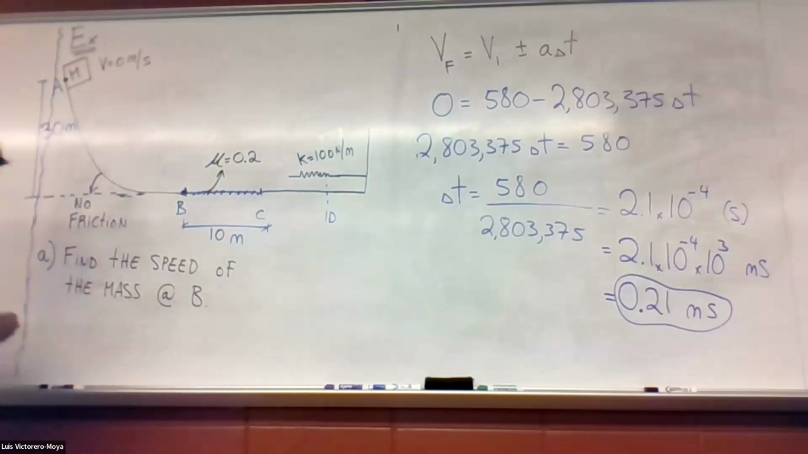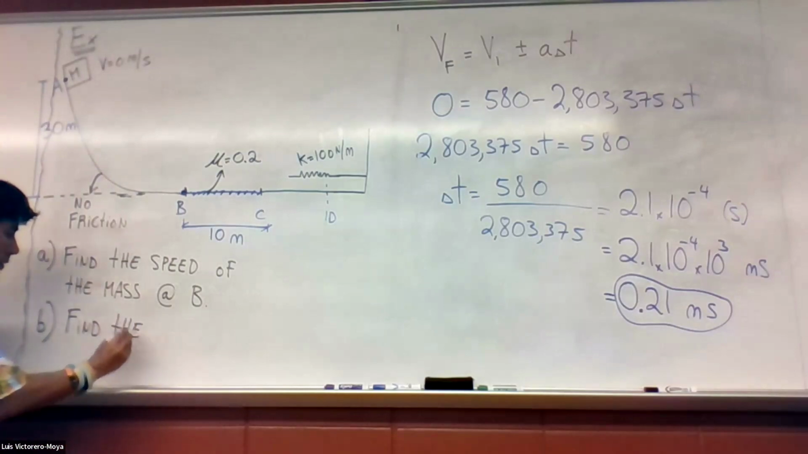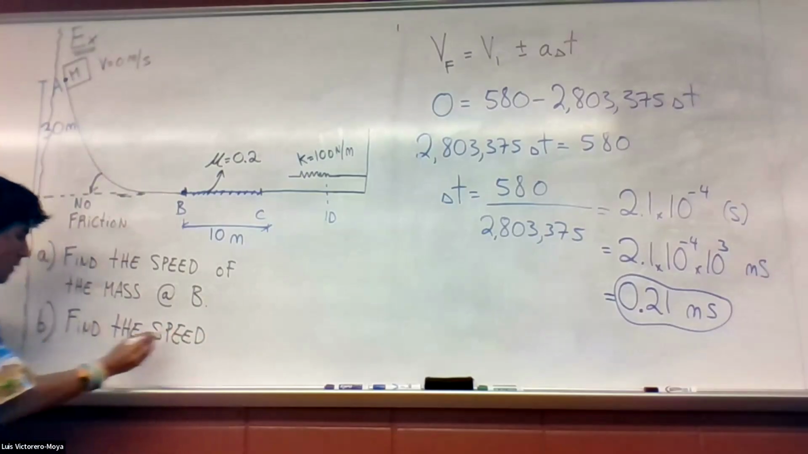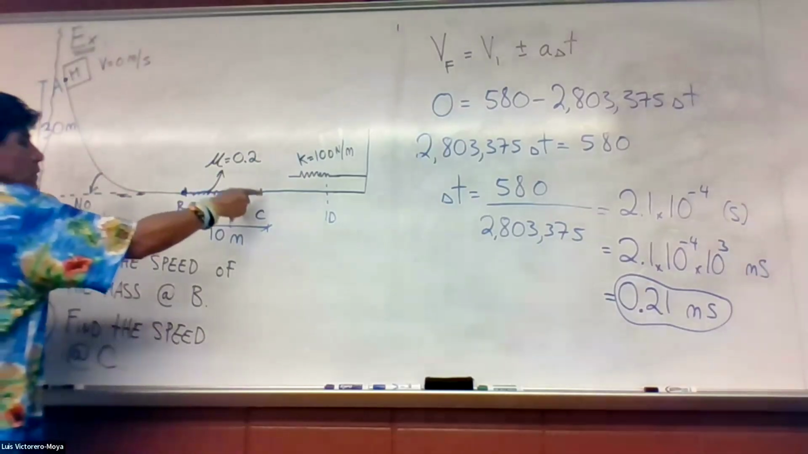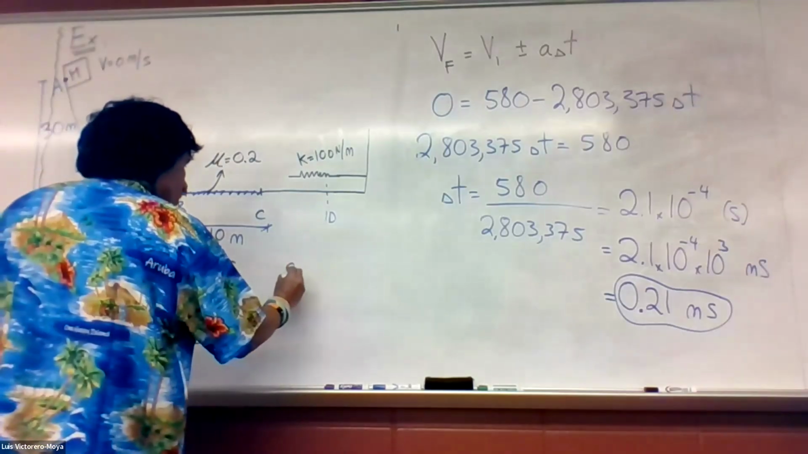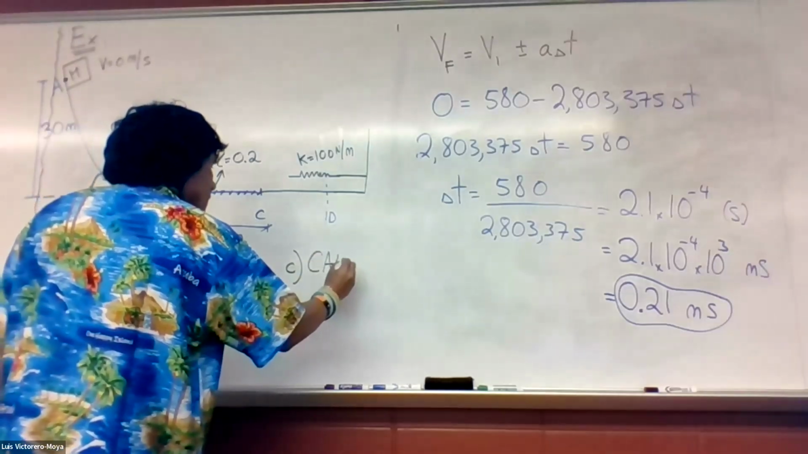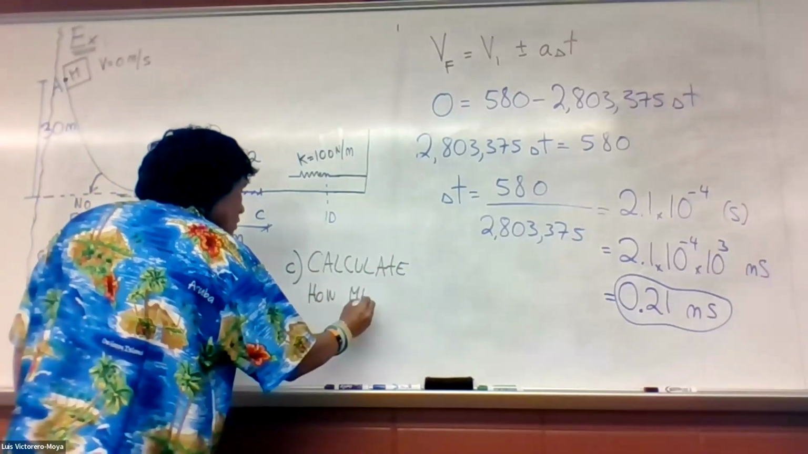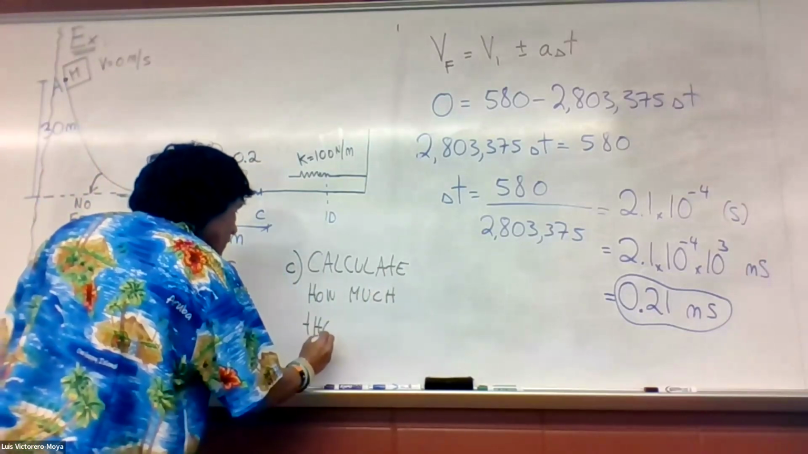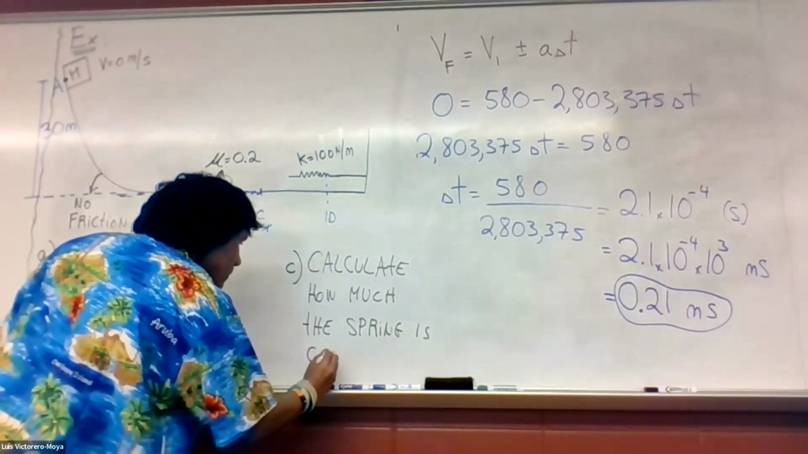You have mu, yeah? So part B, find the speed at C. Find the speed here, find the speed here, and then calculate how much the spring is compressed.